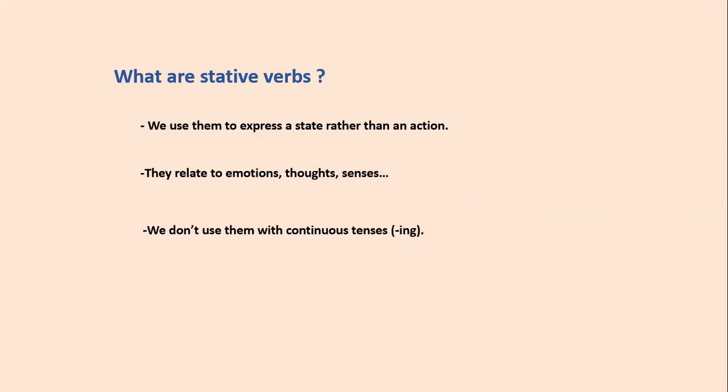We don't use them with continuous tenses, with ing, or with perfect tenses. So when we use state verbs, we don't add ing to them. We use them only with simple tenses. Here we mean simple present and simple past. Now let's focus only on simple present, okay?